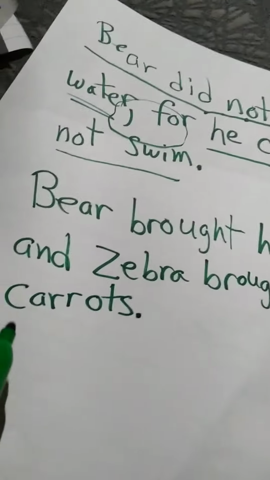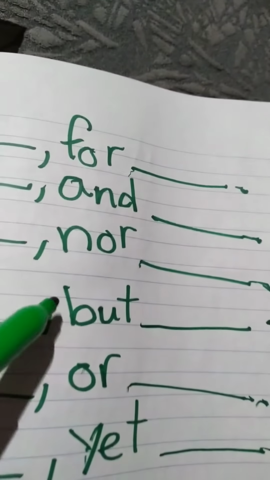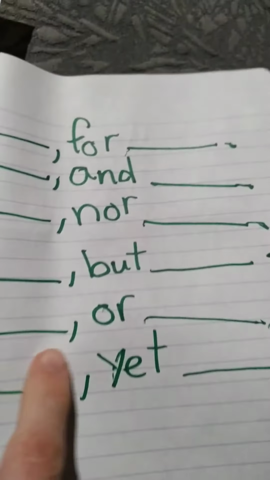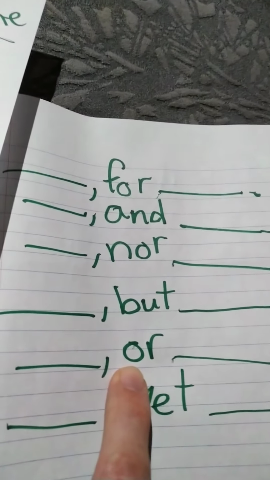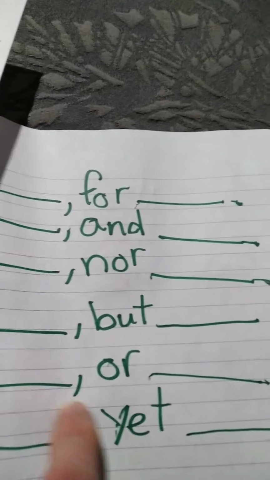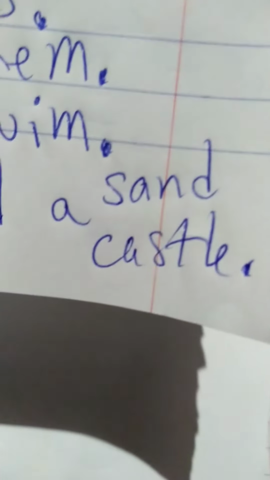Okay, so we're going to do one more. Let's see. So we did for. We did and, forget, nor. We did but yesterday. We can go or. Sure, why not? Usually or is for a choice. Do you like ice cream or do you like cake? Would you rather go bowling or would you rather go see a movie? So or is usually used for a choice. So my choice is down here. Zebra wanted to swim, period. He wanted to build a sandcastle.